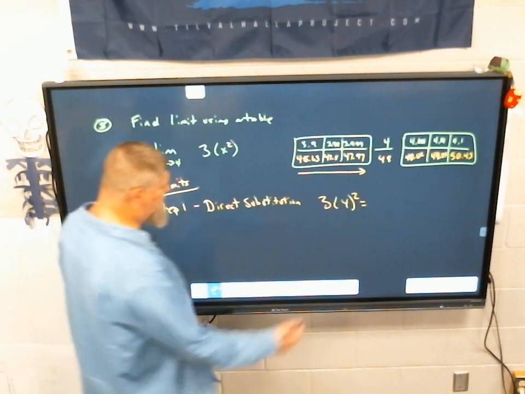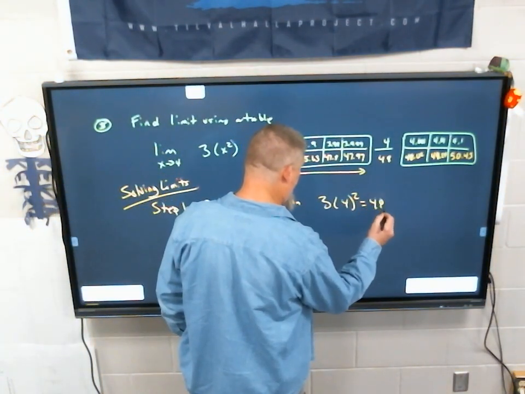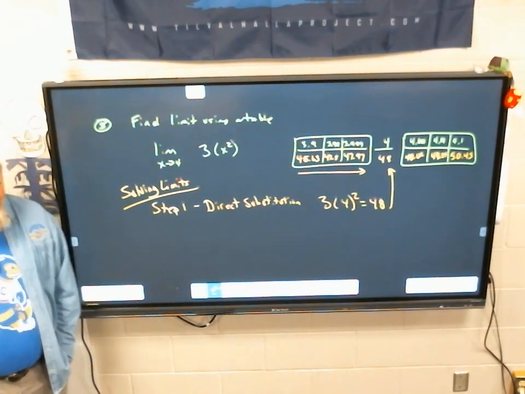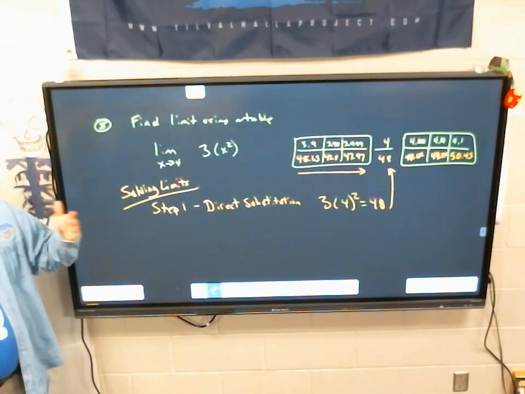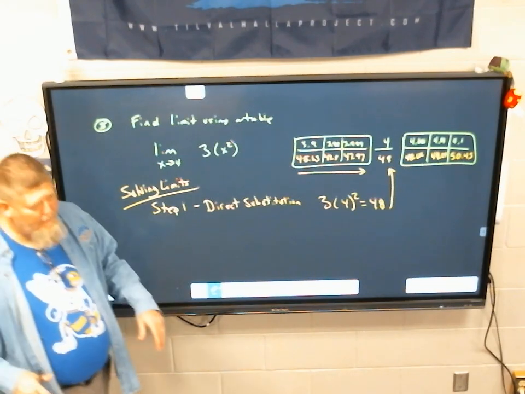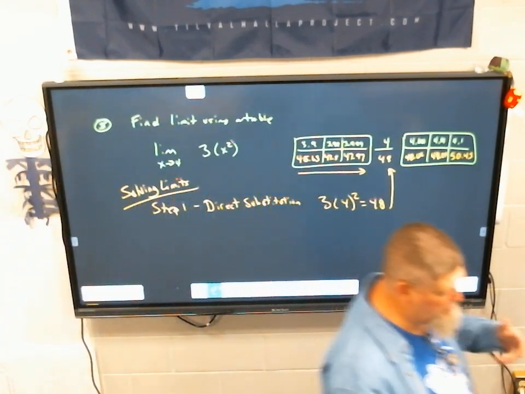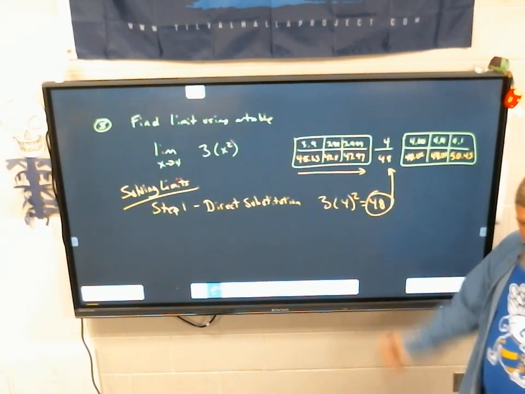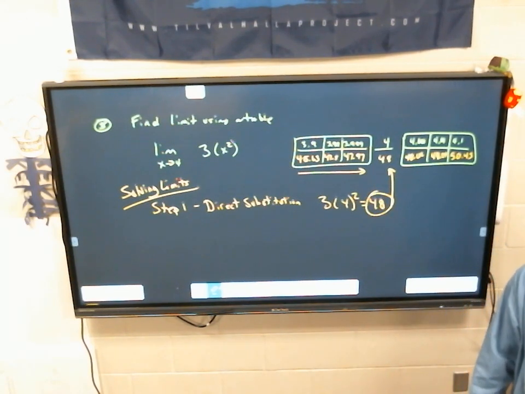Just 48. 4 squared is 16 times 3. I get the limit. So the first thing we do is directly plug it in, because it becomes 3x squared, there is no problem. There's no no-no. There's no indeterminate. If you plug it in and you get a value, that's your answer. Okay, so we don't need to do box stuff, not if there's no problem on the first try.